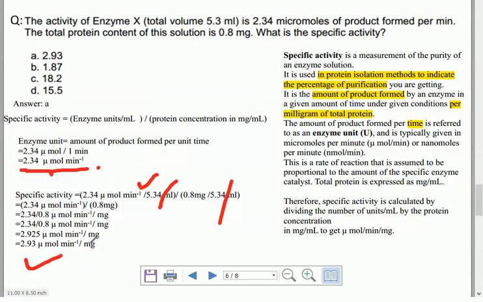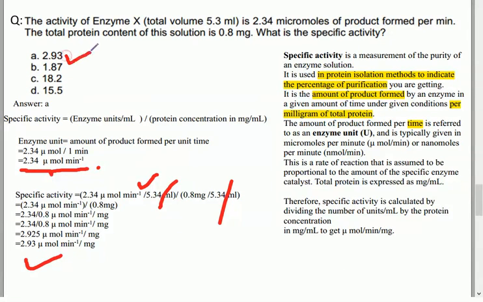So what is our right answer? It's A. So this is how we will solve the questions related to specific activity and enzyme unit. Point to be noted is that for these sorts of question you should be very clear in your mind what is specific activity, what is enzyme unit, and why specific activity is so important. Again, specific activity is so important in protein isolation because it indicates the percentage of purification we are getting.